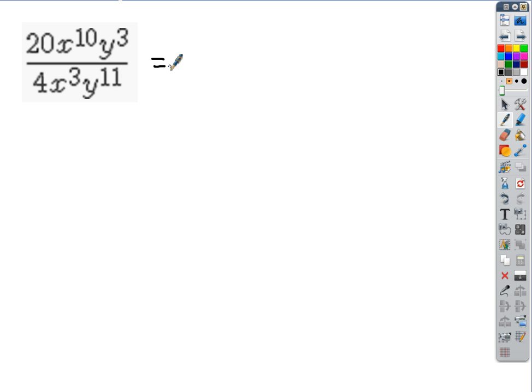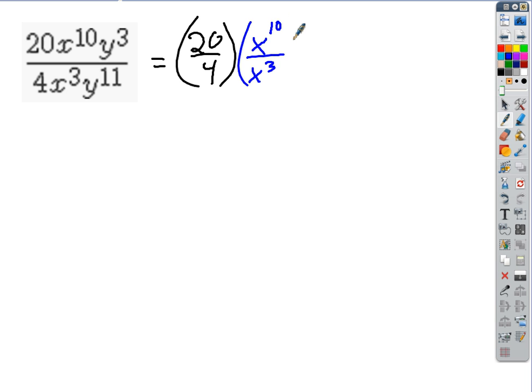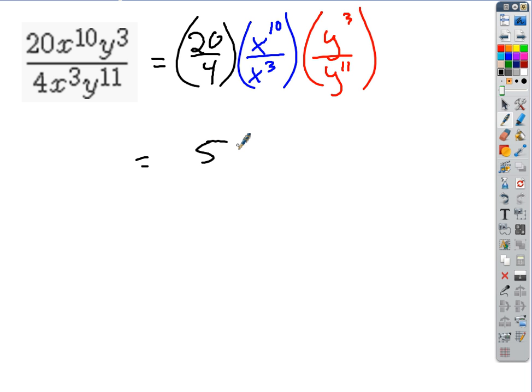So the numbers, we've just got 20 over 4, which is no big deal. For the x's, we've got x to the 10th over x cubed. And for the y's, y cubed over y to the 11th. So what do we get? Well, 20 over 4, what's that? 5. Okay, so what about the x's? 7. We've got 10 on the top, 3 on the bottom, so the x's stay on the top. 10 minus 3 is 7.